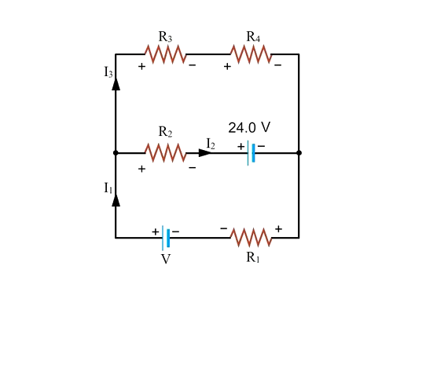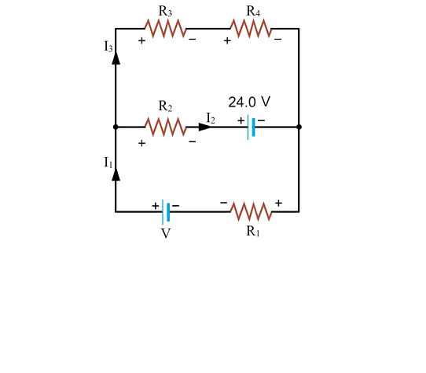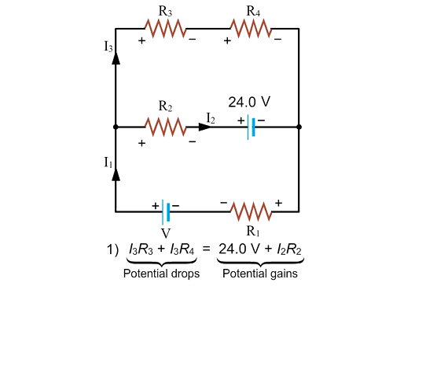We will now apply the loop rule to the top loop to generate the first equation. We will start in the lower left-hand corner of the loop and follow the direction of the current, setting all electric potential drops equal to all electric potential gains. Using Ohm's law for the potential drop across a resistor gives us the following equation.